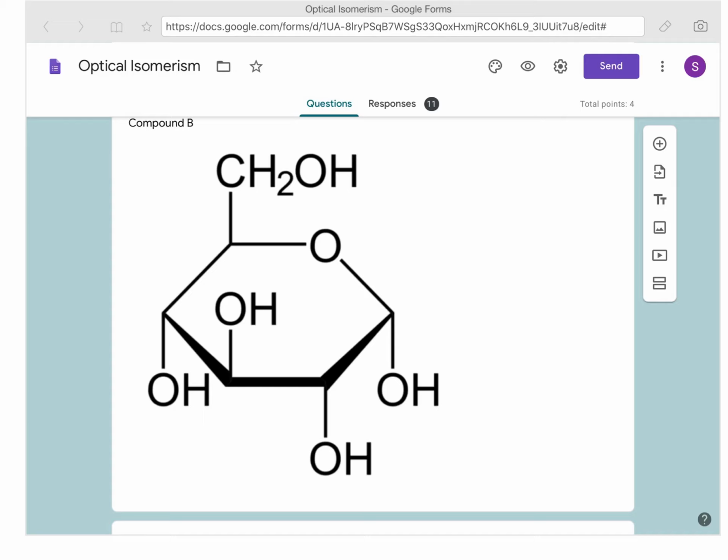I'm going to highlight the carbons with my yellow highlighter again. So we have got one here, and that's the only one that's actually got a C on it.